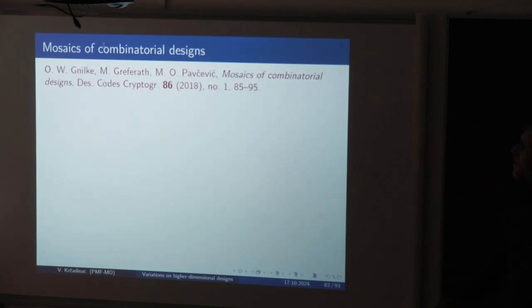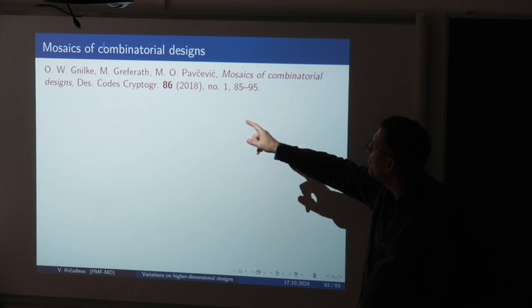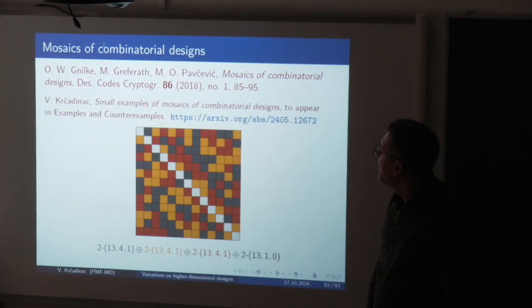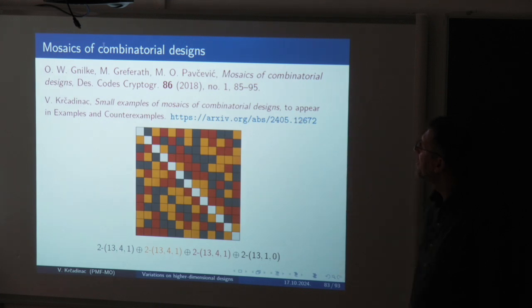Now, just for the last couple of minutes, I'm not even going to define what mosaics of combinatorial designs are. They were defined by Oliver Mielke, Markus Greferath, and Mario Pavčević in 2018. I'm just going to give you an example from this paper that was recently accepted in Examples and Counterexamples. So this is a mosaic of projective planes of order 3.